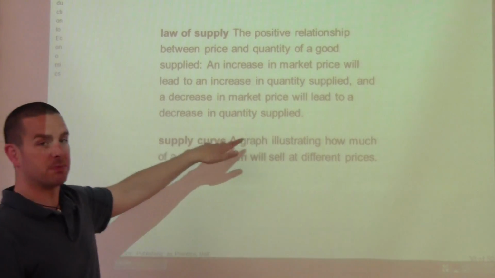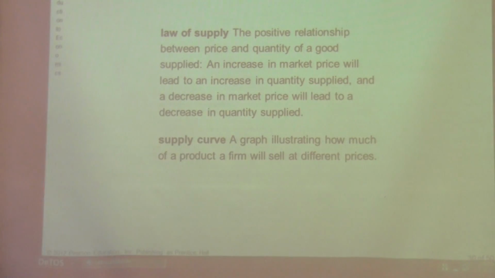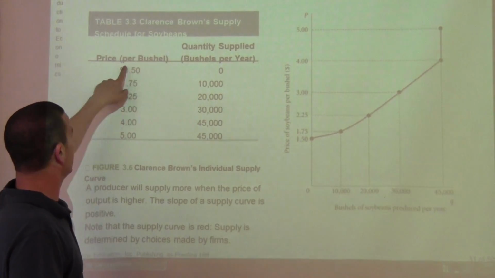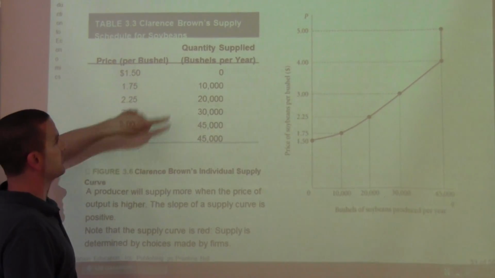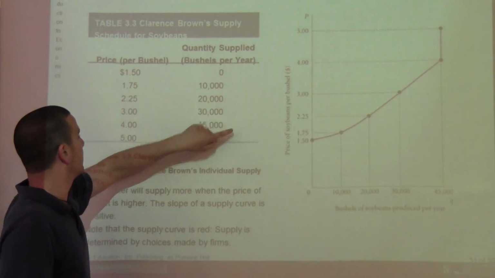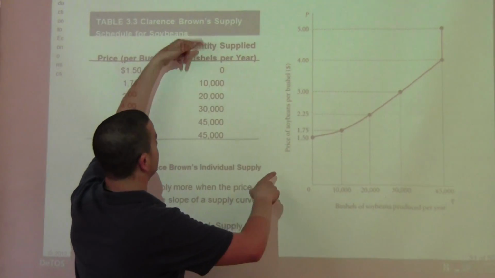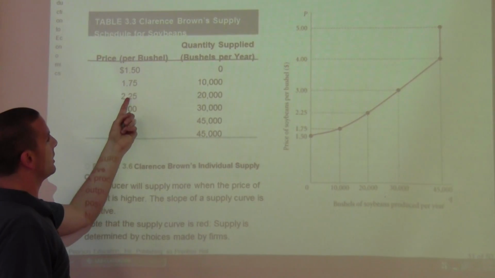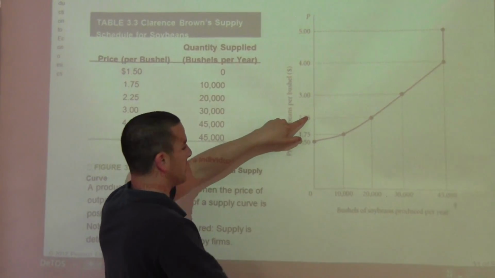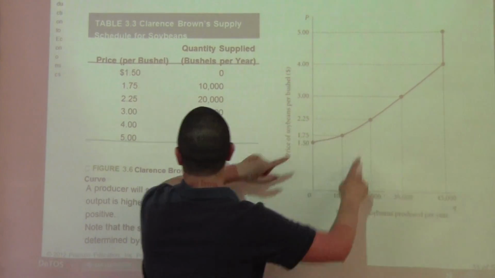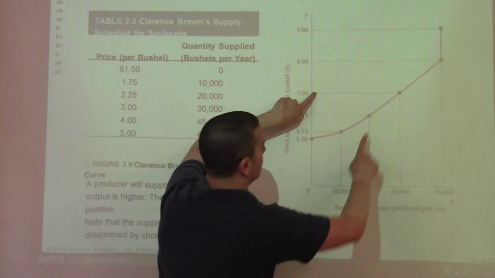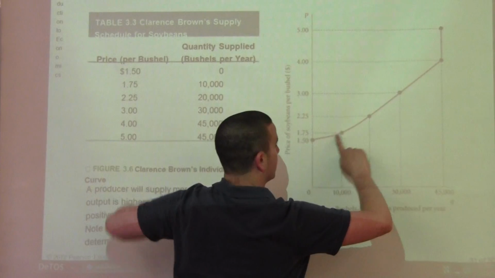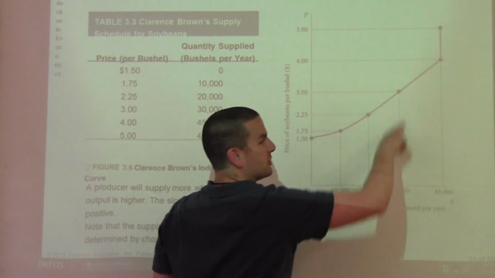That allows us to come up with a supply curve. So here we have our supply schedule. We have a price corresponding to a specific quantity supplied. If you take $1.50, this guy is not going to produce anything. There will be no quantity supplied. But for $2.25, he's going to supply 20,000 bushels. For $3, he's going to supply 30,000 bushels. So as the price goes up, quantity supplied goes up. So you get this nice positive relationship.